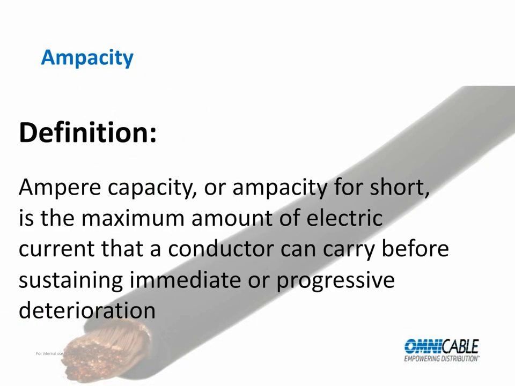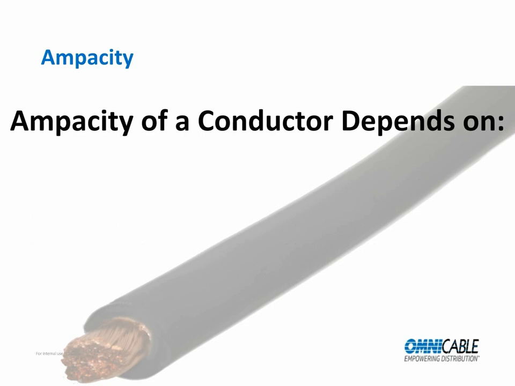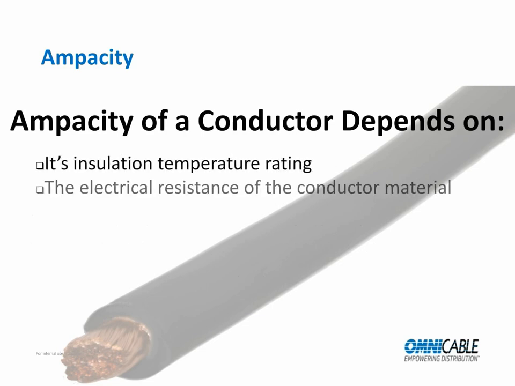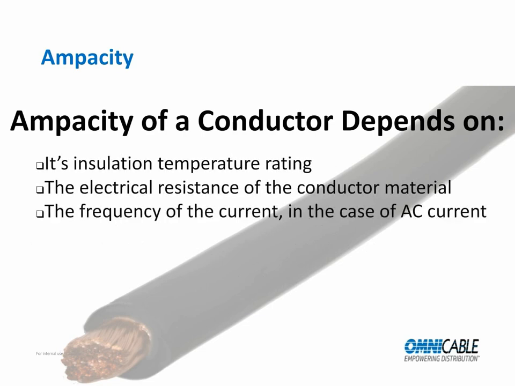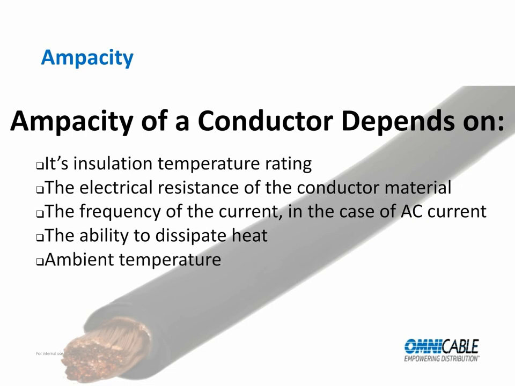Ampere capacity, or ampacity for short, is the maximum amount of electric current that a conductor can carry before sustaining immediate or progressive deterioration. The ampacity of the conductor depends on the following criteria: insulation temperature rating, the electrical resistance of the conductor material, the frequency of the current in the case of AC current, the ability to dissipate heat, and the ambient temperature. Due to the complexity of ampacities, we remind you again to refer your customer to the vendor catalog or NEC ampacity data for any ampacity questions.